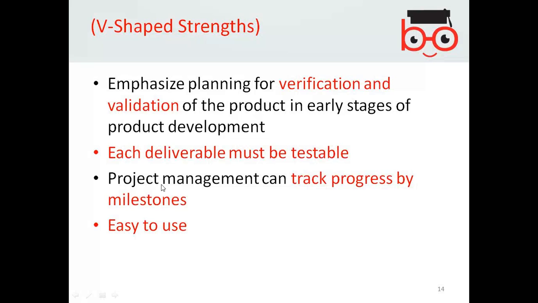Each deliverable must be testable. Okay. So for example, you created two diagrams, then you must test those diagrams in parallel. Yeah. So project management can track progress by milestones. So milestone is basically the deliverable. You created three diagrams, you tested it. Yeah. You tracked it.